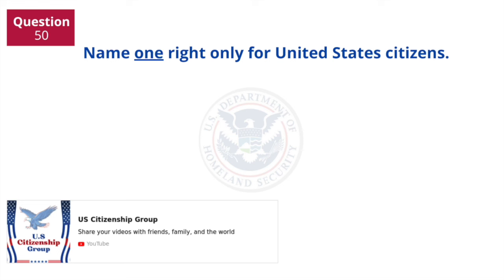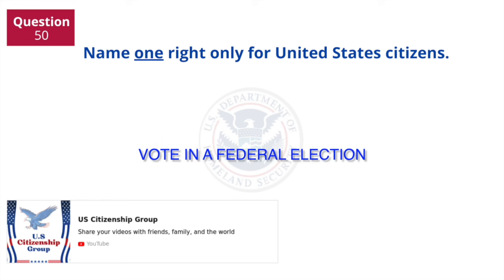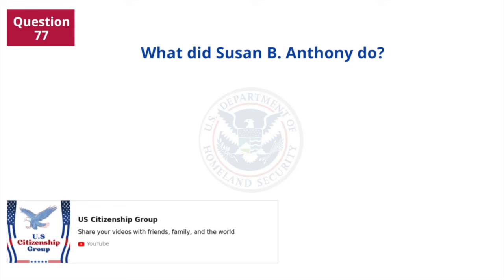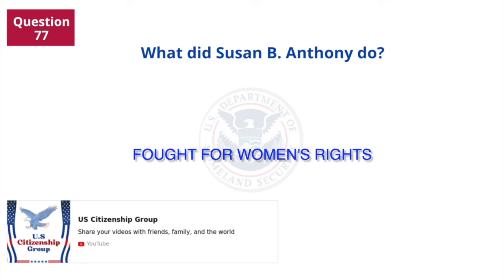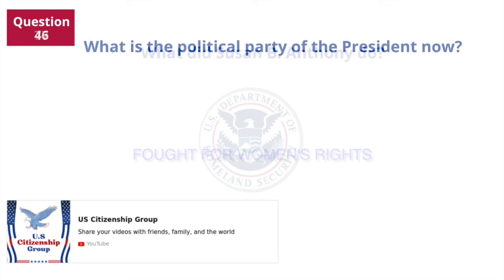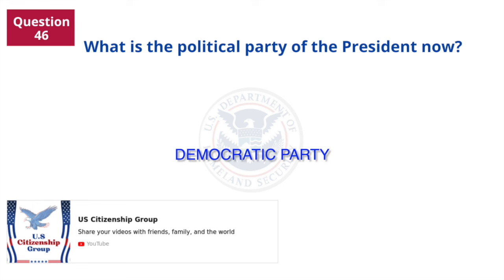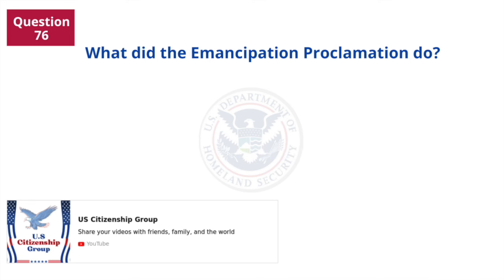Name one right only for United States citizens. Vote in a federal election. What did Susan B. Anthony do? Fought for women's rights. What is the political party of the president now? Democratic Party. What did the Emancipation Proclamation do? Freed the slaves.